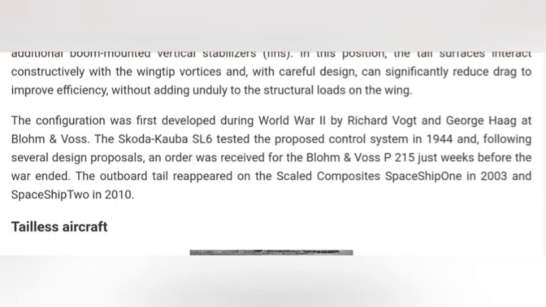The configuration was first developed during World War II by Richard Whitcomb and George Haig at Blackburn, and the Skua-derived SL6 tested the proposed control system in 1944. Following several design proposals, an order was received for the Blackburn B-automatic P.215 just weeks before the war ended. The outboard tail reappeared on the Scaled Composites SpaceShipOne in 2003 and SpaceShipTwo in 2010.